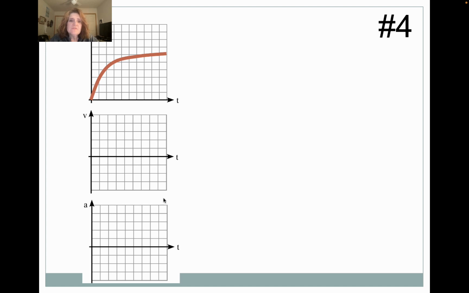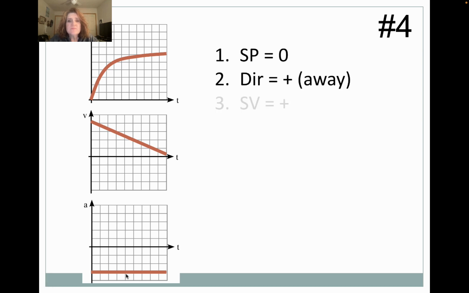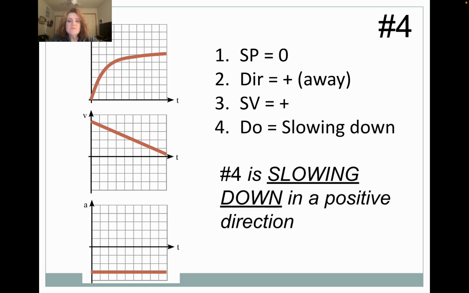Finally, this is object 4. Object 4 has a positive slope to begin with and 0 slope to end, so we would draw positive to 0. That slope of the VT is negative, so we would draw a negative AT. Answering our 4 questions, the starting position is 0, the direction is positive, the starting velocity was positive, and this object is ultimately slowing down in a positive direction.